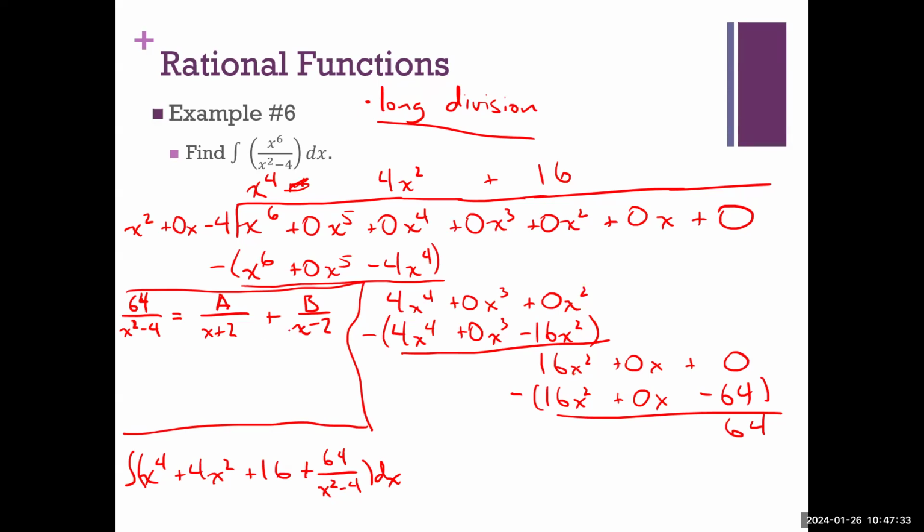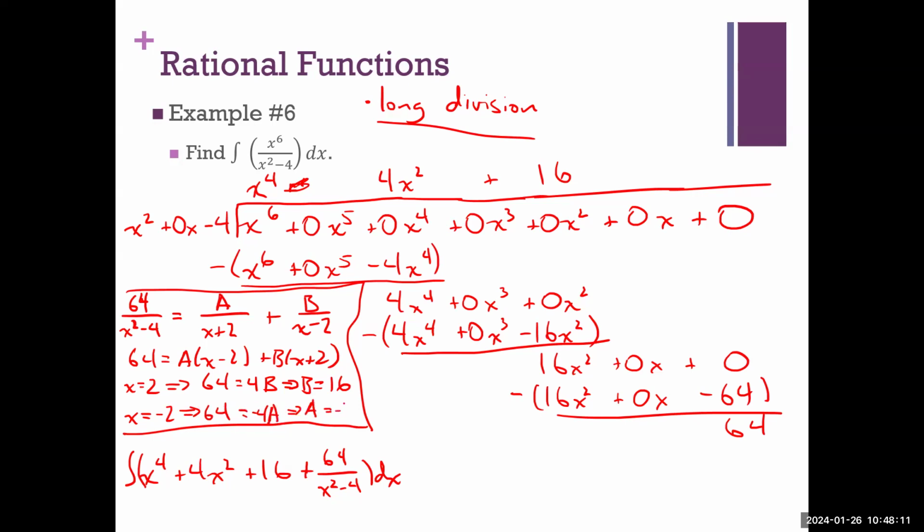All right, so can I find out what these a and b are? Yeah. Okay. So 64 equals a times x minus 2 plus b times x plus 2. If x equals 2, then what do I get? 64 equals 4b. So b equals 16. What's another good value for x? -2. So then I get 64 equals -4a. So a equals -16.